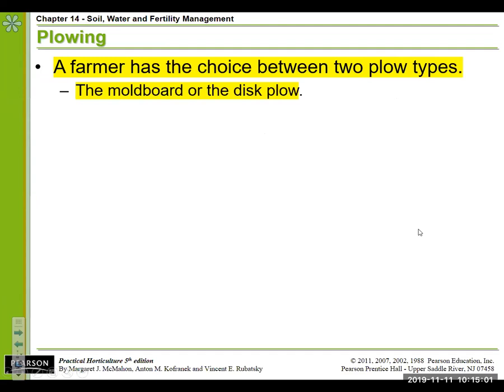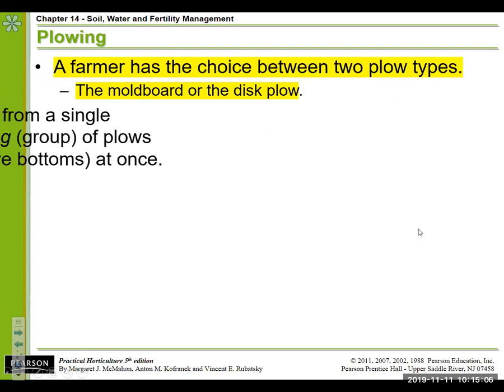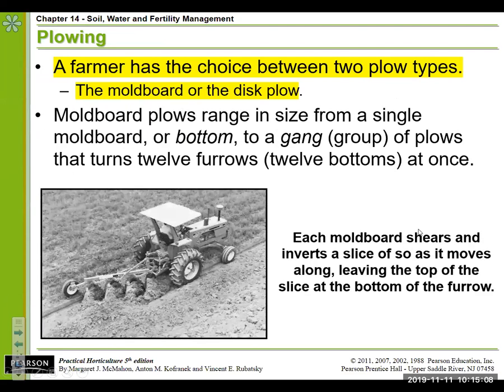Whenever we're looking at plows, there are two general types: a moldboard plow or a disc plow. And we can have several of those in one implement. We could have one single one, but it's basically shearing and inverting a slice of soil. So it's leaving it completely inverted, so the bottom is now the top. Here we see a group of plows moving multiple furrows at one time.